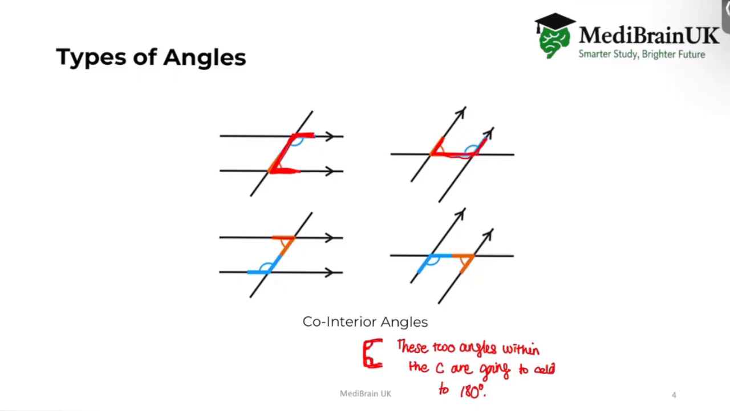So as you can see, we have a back to front C over here. And as you can see, we have two angles. Now, these two angles are not going to be equal. They are going to add up to 180 degrees. And same over here. When you can spot the C shape, that tells you that the angles within the C shape are going to add to 180 degrees.